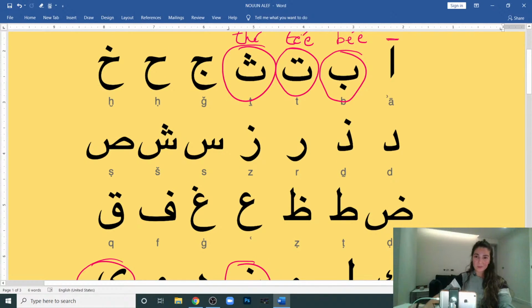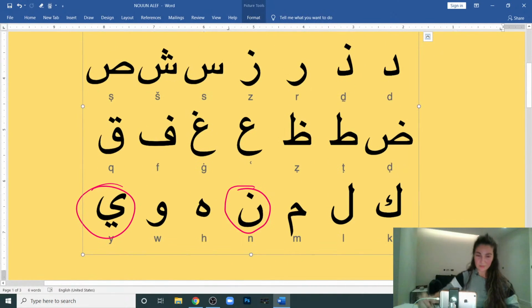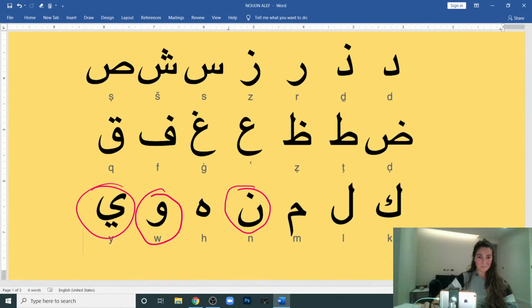The one we will start with is the Alif. That's the name of the letter. I will explain later on how we pronounce it. And the other one will be the letter Waw. It's here. One second, let me scroll down. It's this one here. So Alif and Waw. How do we pronounce these?